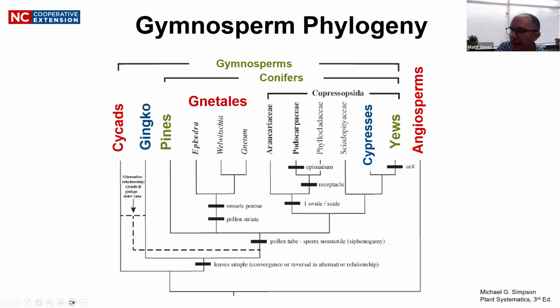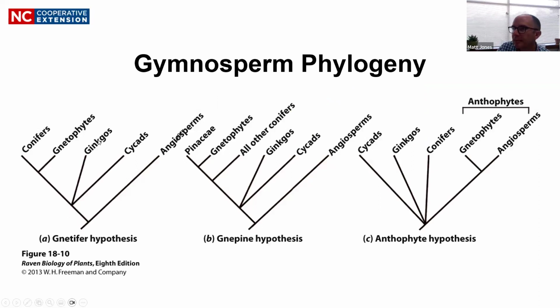So where this gets interesting is that there was a long debate on how the gymnosperms related to each other. One hypothesis is that all the conifers were sister to the Gnetophytes. So the Gnetophytes and the conifers were the most recently evolved group, and that's called the Gnetifer hypothesis. So the conifers and Gnetophytes form a single sister group. And then the Gnepine hypothesis was that the pines shared a more recent common ancestor with Gnetophytes, and those were in turn derived from other conifers.